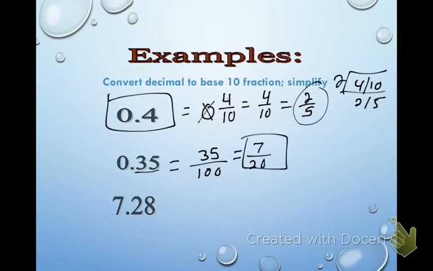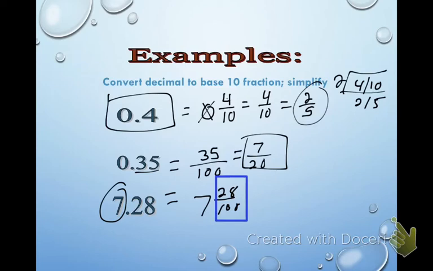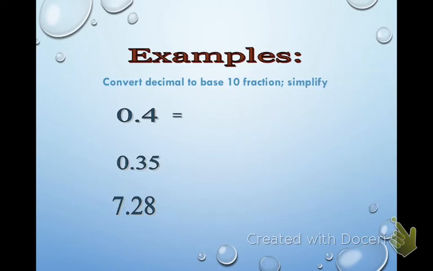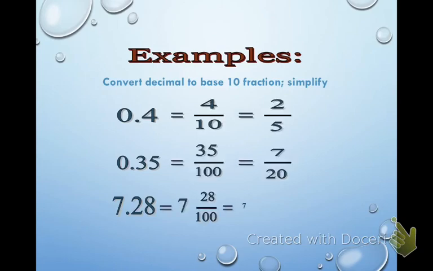The third one, once again, very easy. This one is 7, which means 7 is the whole number because it's on the left side of the decimal, and we have 28/100. Now, this 28/100 does need to be simplified. They can both be divided by 2. So let's go ahead and do that. So that would be 7 and 14 over 50, but that can be simplified again. They can both be divided by 2, which means 7 and 7 over 25, and that is simplified. Those are your 3. This is going to show you the same thing.